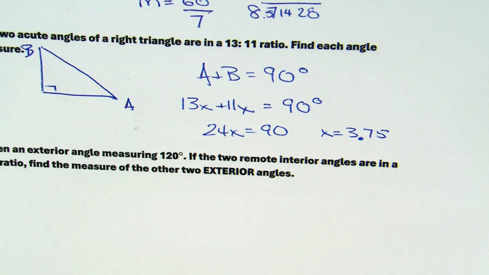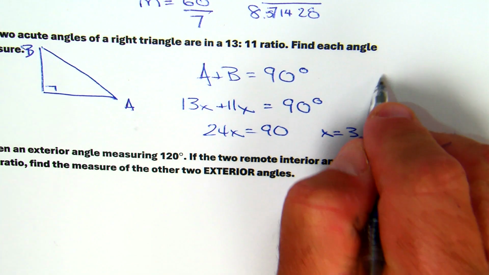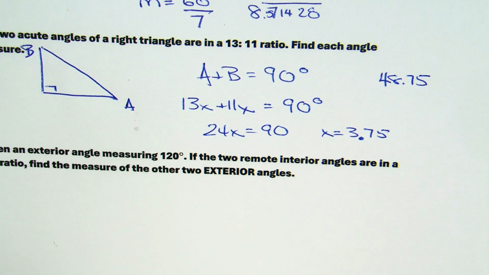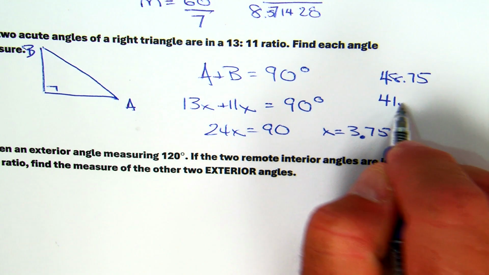Why is that one okay to write as a decimal? Because it's a terminating decimal. It stops there. Then what can you do with that 3.75? Plug it back in. So if I do 13 times 3.75, I get 48.75. And if I do 11 times 3.75, I get 41.25.